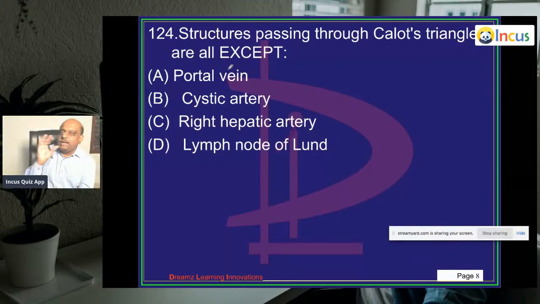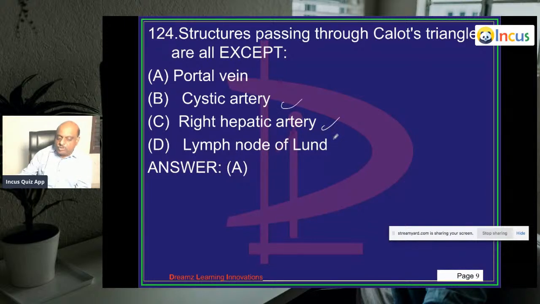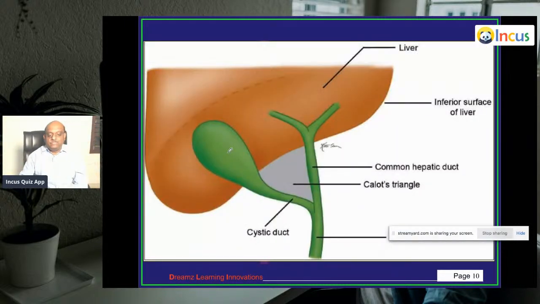So one or the other triangle or quadrangle, what are its boundaries and what are its contents, is the favorite question of the examiner. Calot's triangle, what do you see? Cystic artery, right hepatic artery, lymph node of Lund. These are the components of the Calot's triangle.